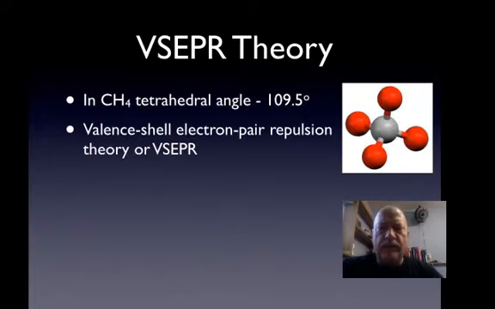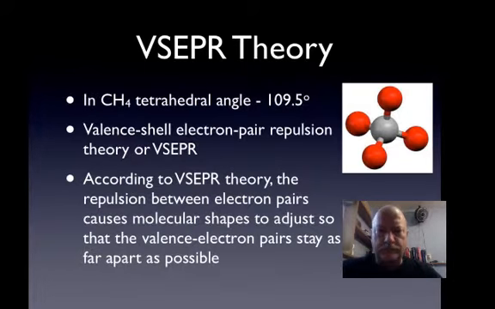Well, the VSEPR theory stands for valence shell electron pair repulsion theory. In other words, my translation is electrons don't like each other and they want to get as far away as they possibly can. They're going to repel each other and get as far away as possible. So they're always going to adjust the shapes to give themselves the biggest possible distance from each other.